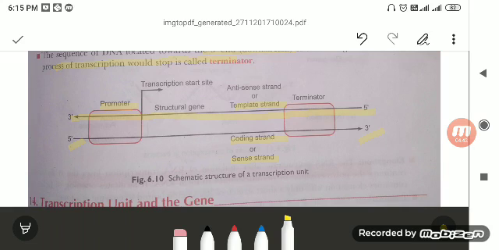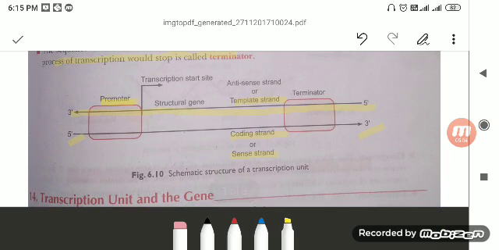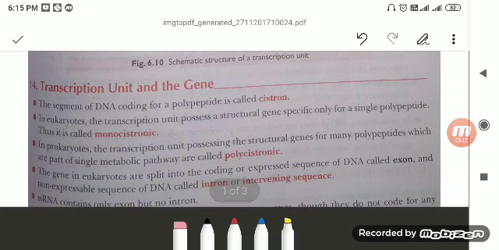Then we have the structural gene, in which there is polymerization of ribonucleotides with the help of the enzyme DNA dependent RNA polymerase, and at the end where the synthesis is going to be complete, it terminates. So there is another region, the terminator, at the 3' end of the coding strand. We refer to it as the coding strand because the polarity of the new strand is the same as that of the coding strand. So this is about the transcription unit, and now the genes which are participating.